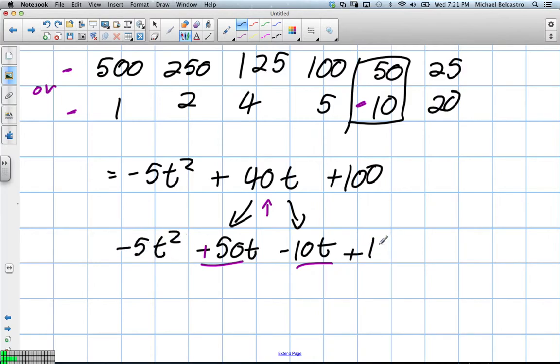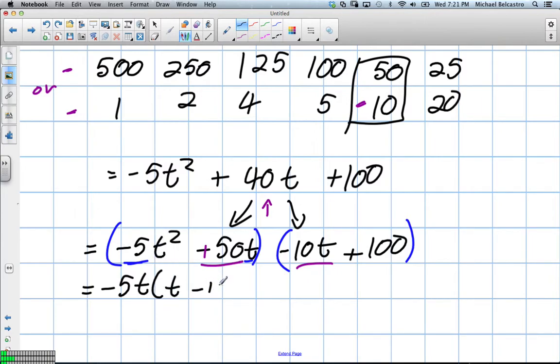Okay? Now what they want to do is factor by grouping. So in other words, what is the common factor here and what is the common factor here? Well, the common factor here is -5t. So we can take out -5t. And when I take that out, I'm left with t minus 10. Okay. And here we can take out 10. When I take 10 out, we're left with t minus 10 in this case.